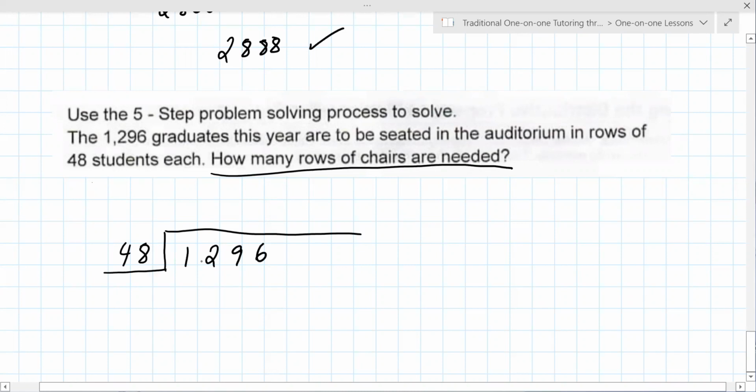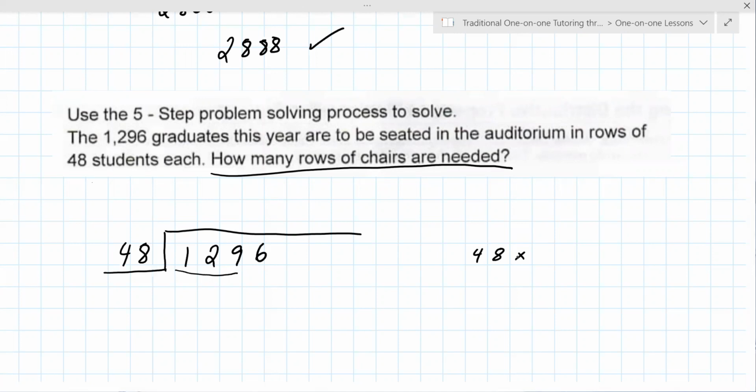So does 48 go into 12? No, it's not going to 12. So we're looking at 129 now. What 48 times what number do you think goes into 129? You got to make a guess. I'm just gonna guess. So 48 is near 50. 3 times. Oh, that's a good guess.